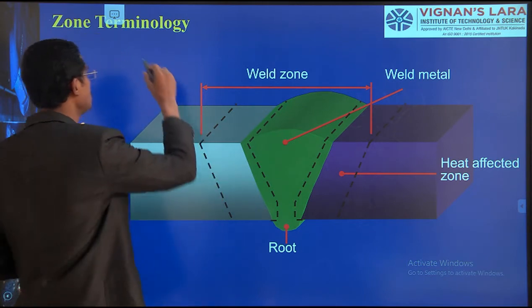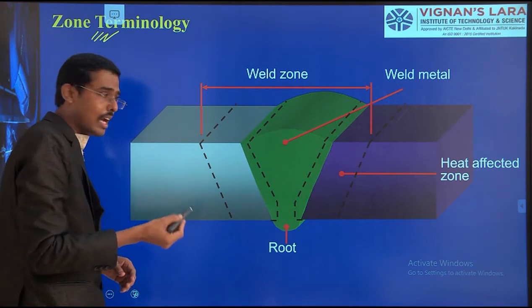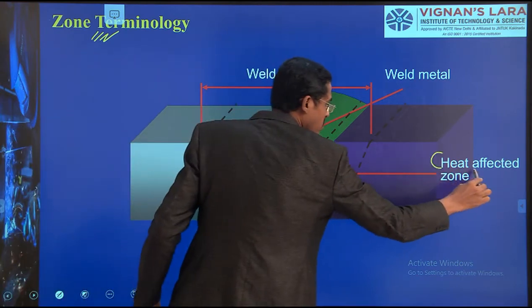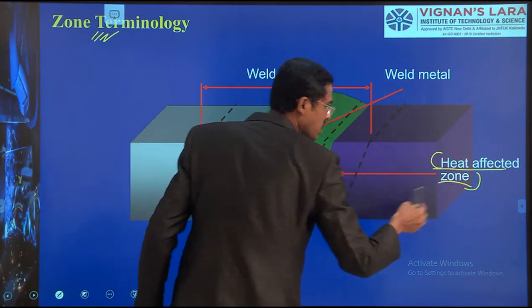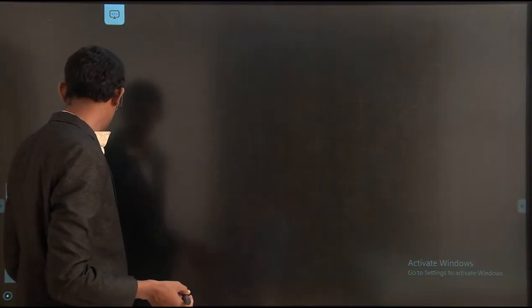So there are zones; we should see them continuously in the next one, the various zones. After welding, what happens? We name it the heat affected zone. We will talk about these elaborately in the next class onwards.